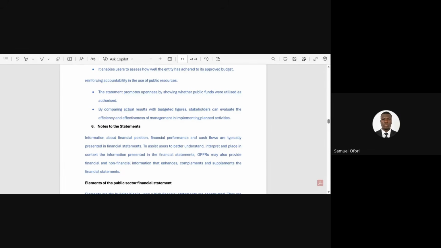Please, who can give me one element? Okay, revenue. Who else? Assets. Okay. Assets. Liabilities. Okay, who else? Expenses. Okay. I think you're all right. Okay. All right. So let's look at what the notes say.